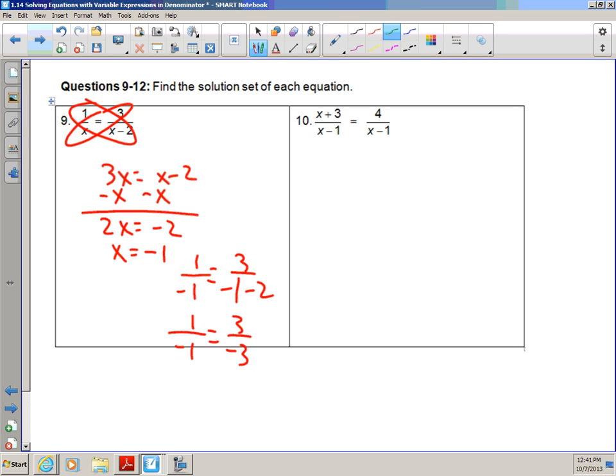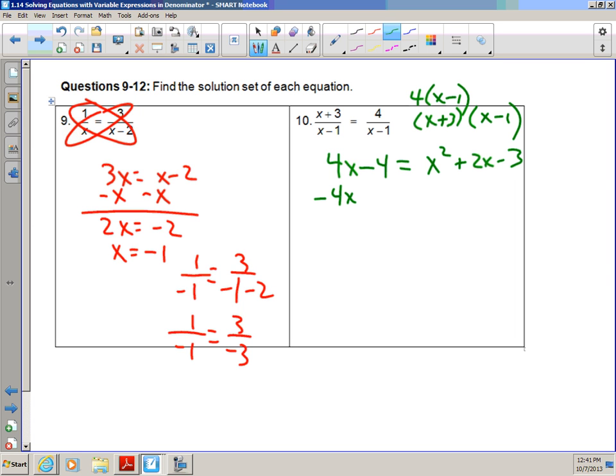Now I go to the next one. What you have to make sure you are doing here is using properly the distributive property. This is 4 times x minus 1. That's 4x minus 4. This is x plus 3 times x minus 1. You have to multiply out, and that's how you get x squared plus 2x minus 3. Hopefully, you recognize that this is a quadratic equation because of the x squared.